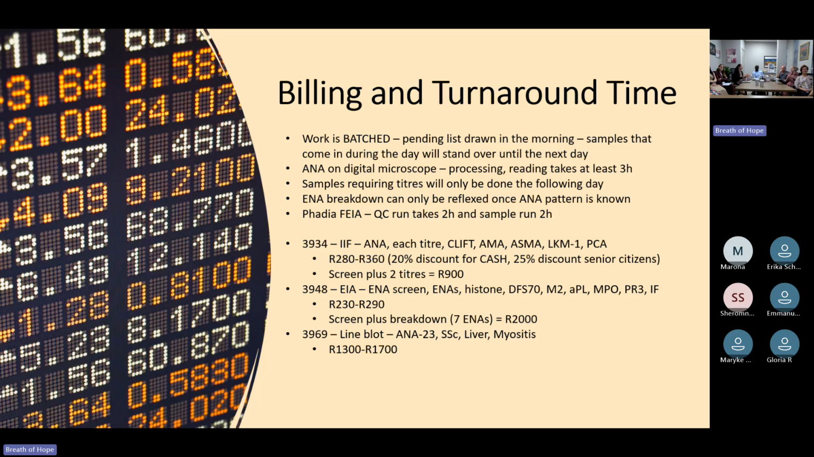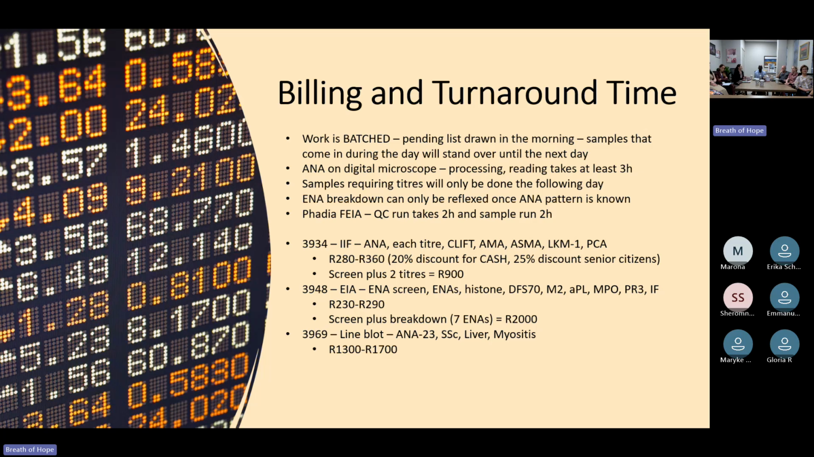But in terms of your ANA, it's on this digital microscope. So obviously we have a lot of help with it doing automated processing and putting the samples onto the slide and so on. But it takes at least 3 hours for us to have all the images. Then we still have to read the images. So we sit and we look at the images, get rid of the negative ones, and then on the positive ones, we look very carefully. Remember your pattern of your ENA. So if your ENA screen is raised, you're going to do your breakdown according to the pattern you see. So you need to have the pattern before you can do the breakdown.